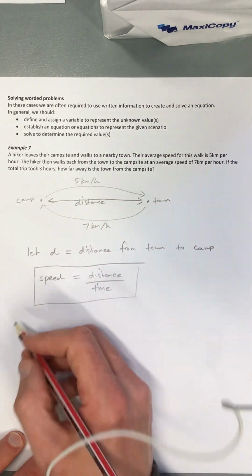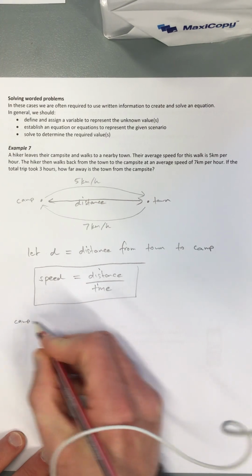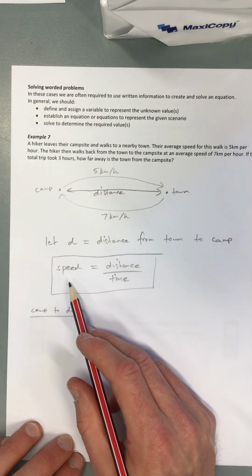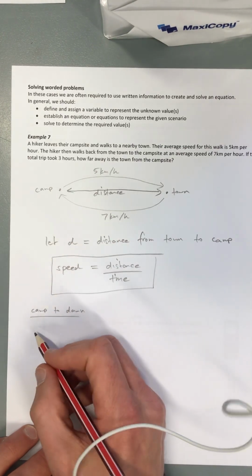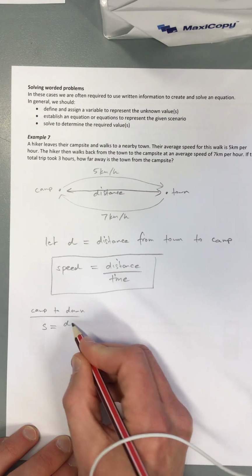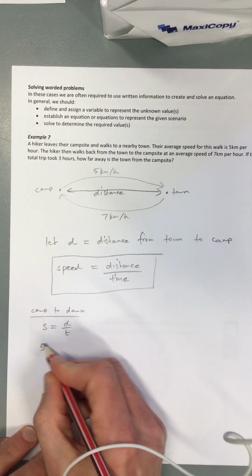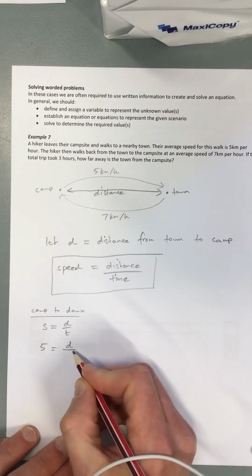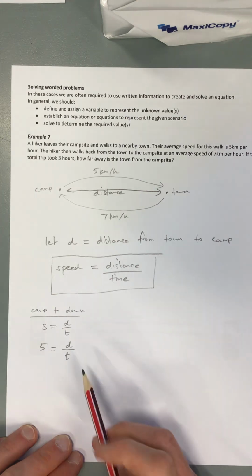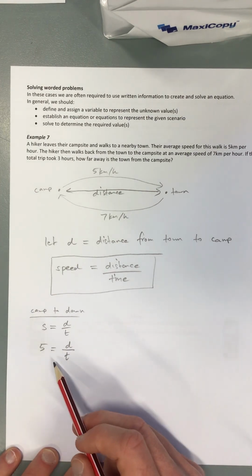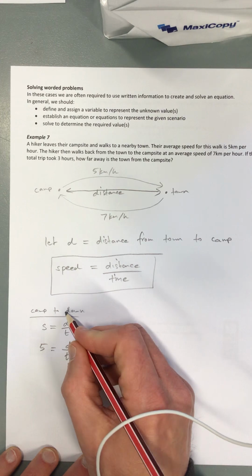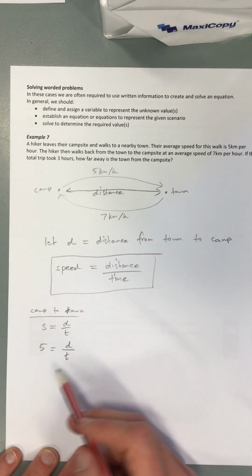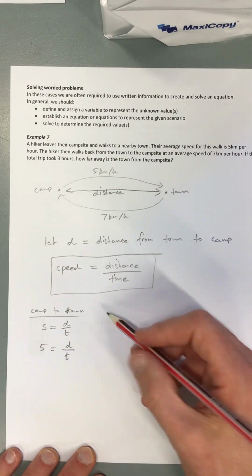So let's try to set up our equations and see if we can solve something here. From camp to town, the speed was 5 kilometres per hour. So I'm just going to quickly write this down. Speed equals distance over time. Speed was 5 kilometres per hour. The distance we don't know. We also don't know the time, right? So from camp to town, we've got this connection that 5 is equal to distance over time.